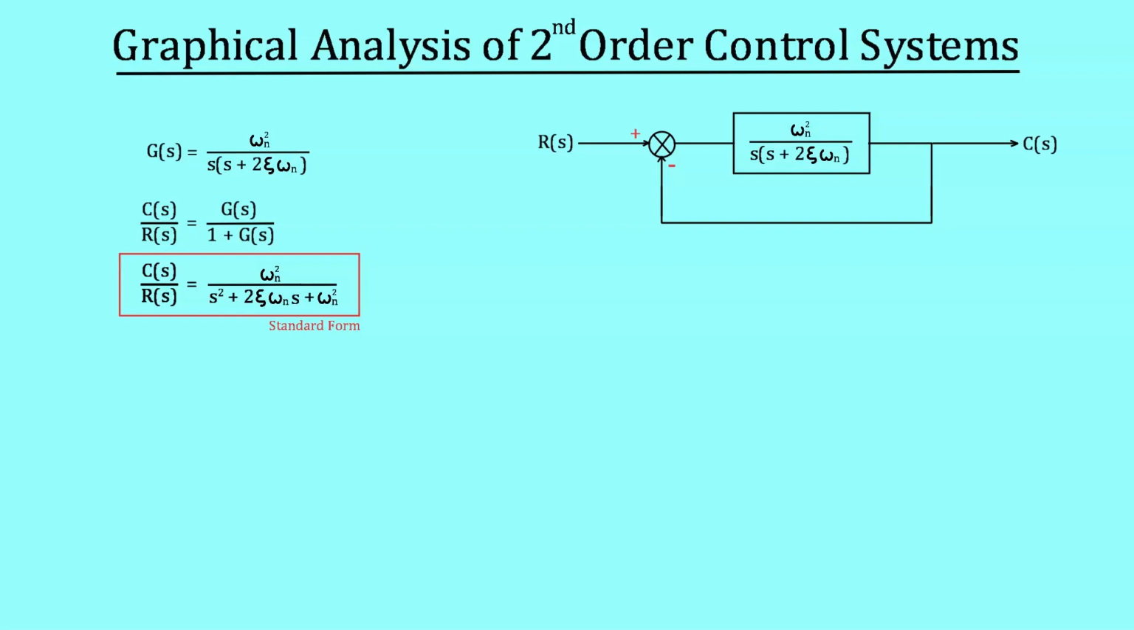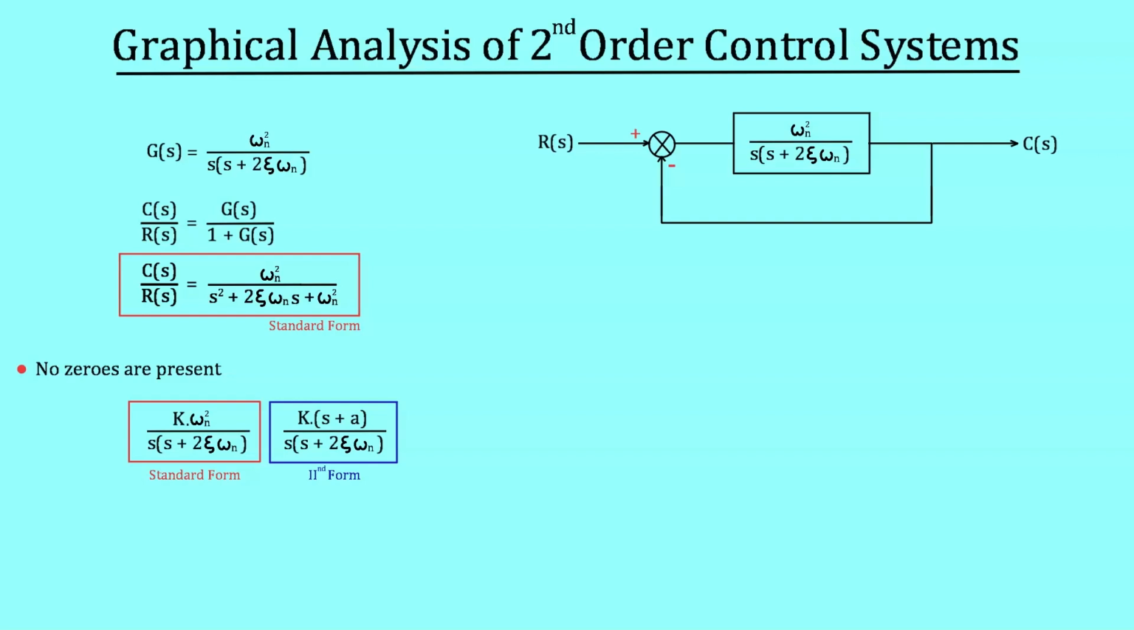This form is very important, which is referred to as the standard form of second order control systems. But if you observe carefully, you will realize that there are no zeros present in this standard form. However, as an undergraduate student, you are supposed to know how to solve strictly proper transfer functions, but that also gives two possibilities which you see on the screen.